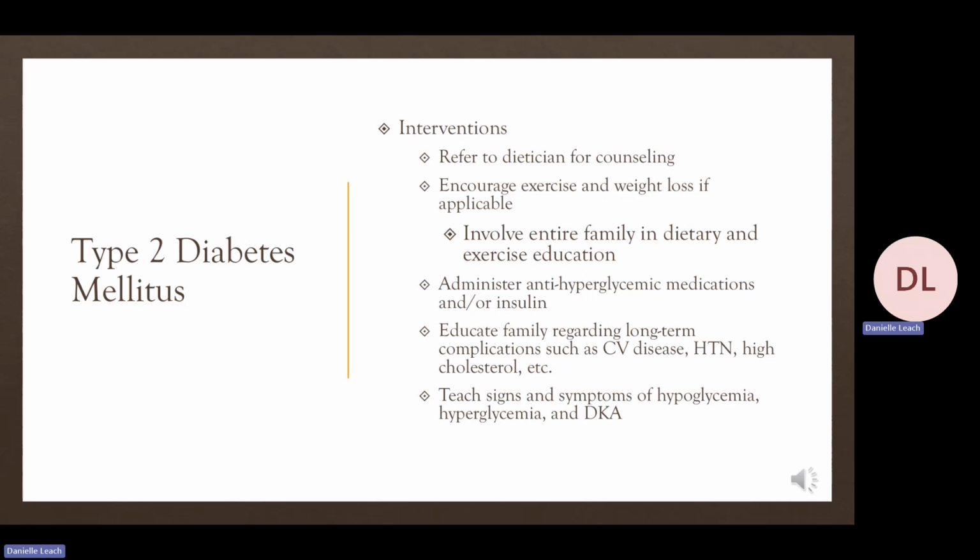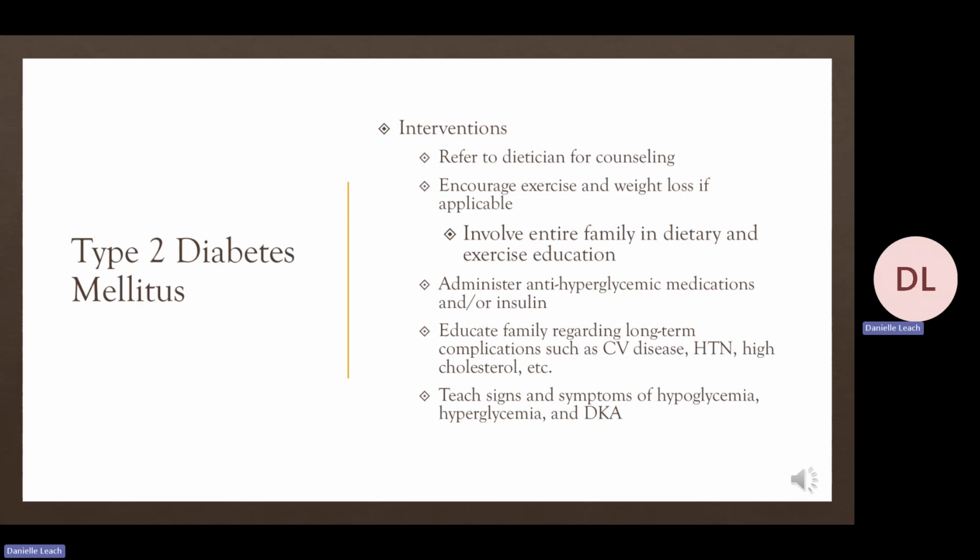Interventions for type 2 diabetes include taking a dietary history and referring to a dietitian for counseling if needed. We want to encourage exercise and weight loss if that is applicable. We also want to involve the entire family in dietary and exercise education. It's going to be very hard for a child to try to lose weight and eat healthy if their entire family is doing the exact opposite.